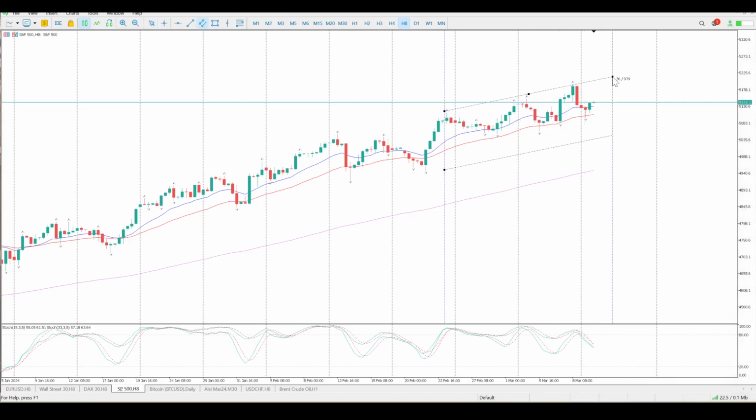As discussed yesterday, this channel is still very much in play, touched the bottom and bounced off it. We do have German CPI and US CPI today, so I suspect it's going to be volatile. And the trend is up, no two ways about that. Oscillators have eased off quite nicely, which is fairly decent.